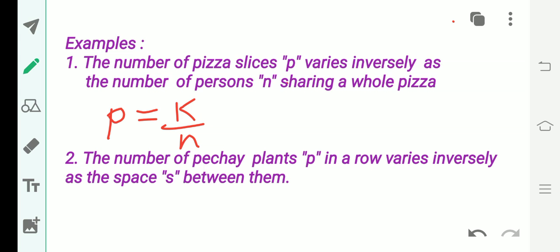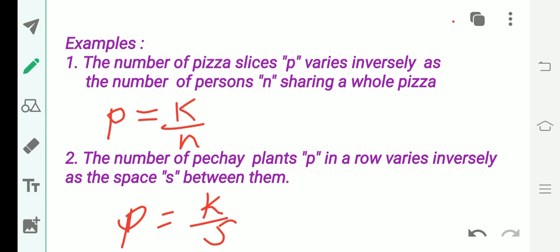Same as with number 2, the number of pechay plants P in a row varies inversely as the space S between them. So ang gagawin mo, yung pechay natin, plants P equals K, again as your constant of variation, all over S. Okay? So ganyan lang yung gagawin natin as translating these statements into mathematical equations.